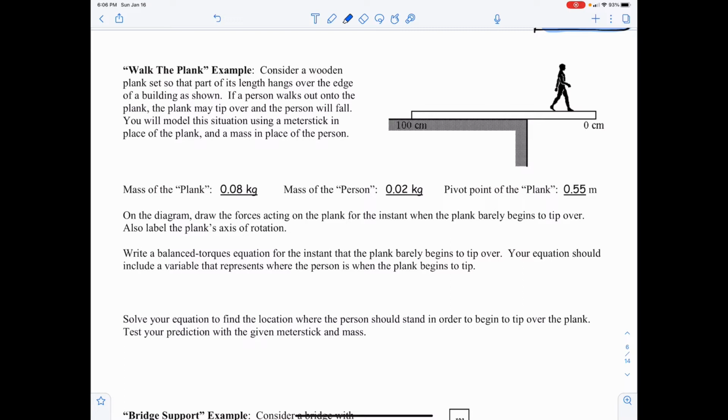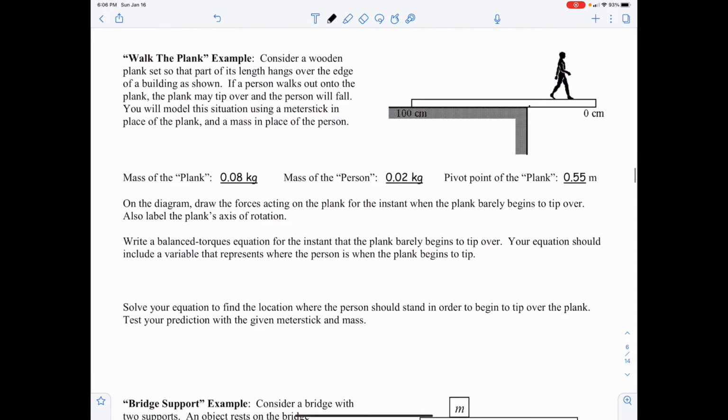Okay, so the mass of the plank, about 80 grams or 0.8 kilograms. Mass of the person, about 20 grams or 0.02. And the pivot point is at about 0.55. So you can see it's placed about 5 centimeters. Here's the halfway point. The edge right here is where it would pivot, and that's at the 5 centimeters past the midpoint.